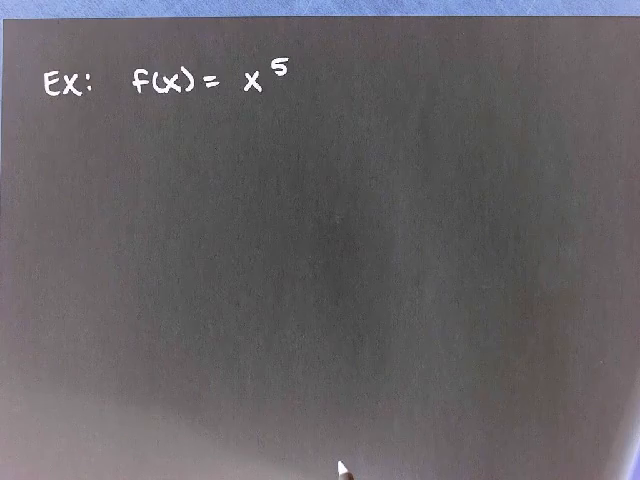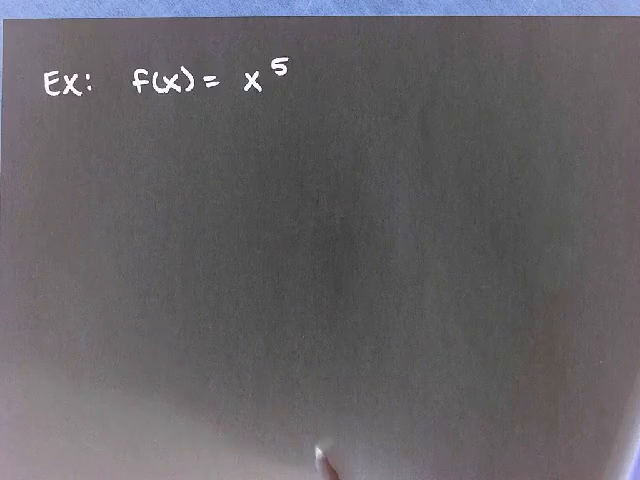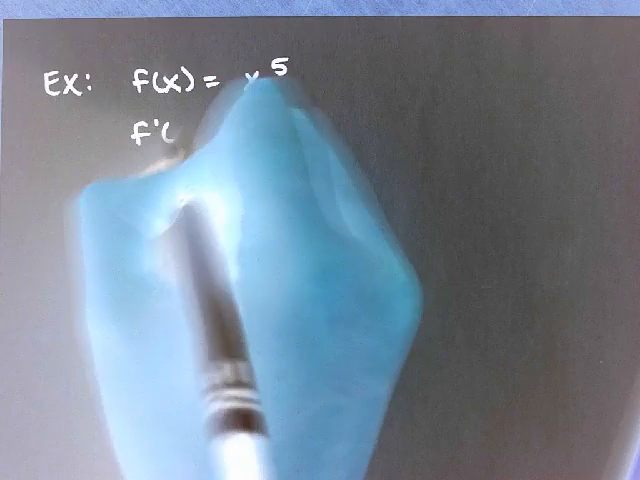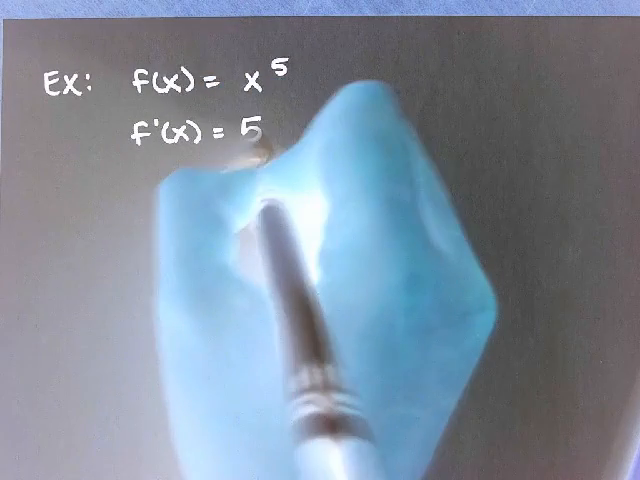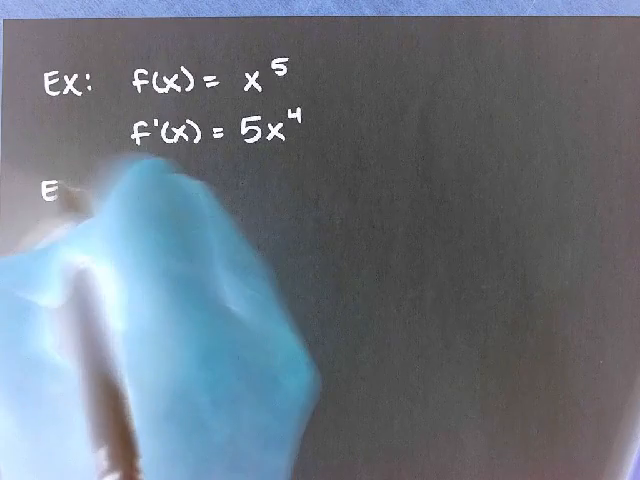Okay, so if I had the problem f of x equals x to the fifth, and I wanted to find the derivative, what would I do? Just bring down the 5 and subtract 1 from the exponent to make it 4. Okay, so it would be 5x to the fourth. Done.